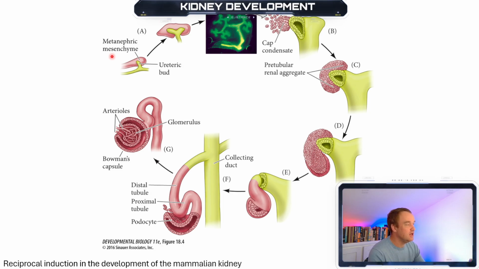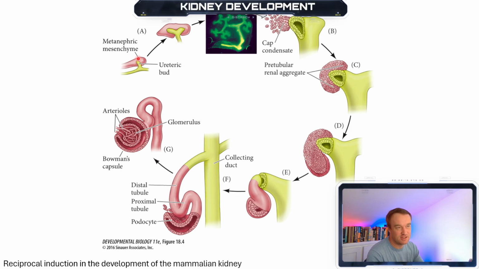Okay, so we see we have this metanephric mesenchyme here, and then we have our ureteric bud that's kind of growing in that direction, right? And so it'll grow actually into this metanephric mesenchyme area or mass of cells. And because of that proximity or contact with the metanephric mesenchyme, it causes this bud, the ureteric bud, to branch.